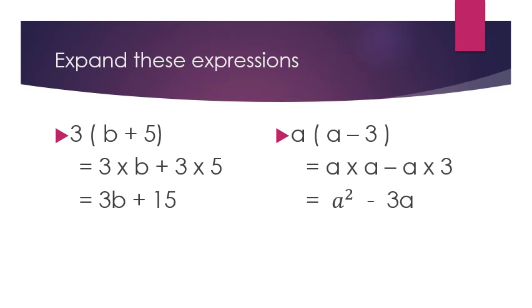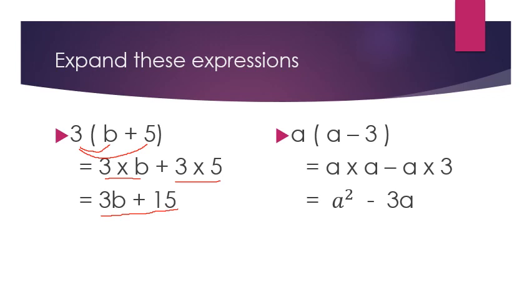Expand these expressions. The first one given is 3 multiplied by, in bracket, b plus 5. The expression in the bracket is b plus 5, which you have to multiply completely by 3. That means this 3 is to be multiplied by b, so 3 multiplied by b over here, and 3 is to be multiplied by 5 also, so plus 3 multiplied by 5 over here. 3 multiplied by b, you can write it as 3b, plus 3 multiplied by 5 is 15. So the answer is 3b plus 15.